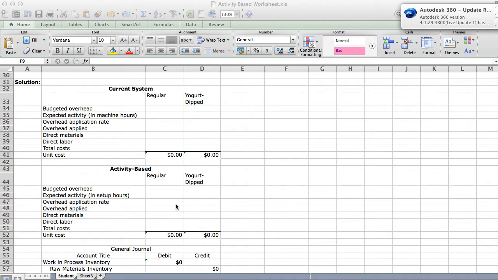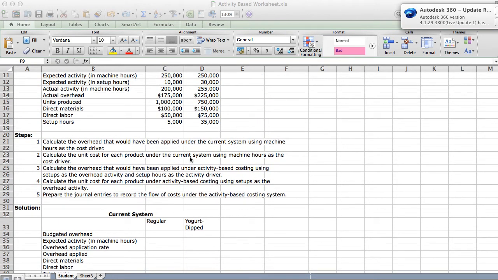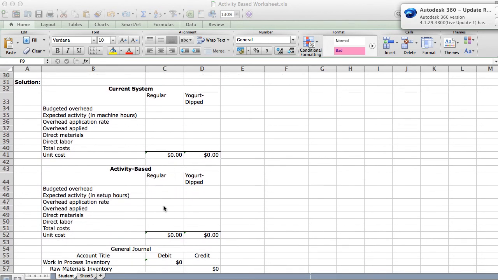For row 48, you're going to take your overhead application rate and you're going to multiply it times your setup hours, which is given in row 18. You'll do that for regular as well as for yogurt dipped. And then you'll follow the process exactly the way it was in the current system. Direct materials is given, direct labor is given. You'll sum the three between overhead applied, direct materials, and direct labor to get a total cost. Once you have your total cost, you'll divide it by the number of units produced to get a unit cost for regular and for yogurt dipped. And that's pretty much the solution for questions 1 through 4.